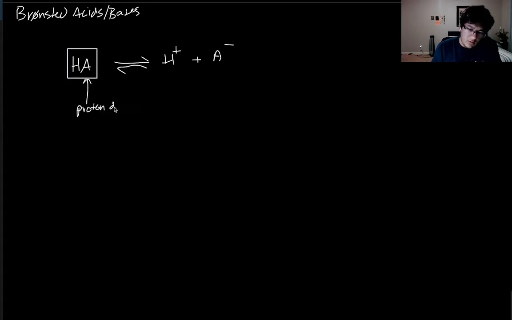So we can just use one equation to sum up everything. Say we have some hydro acid, and it dissociates to get hydrogen and its conjugate base. So this over here is a proton donor. And what does proton donor mean? That means that it's a Bronsted acid.